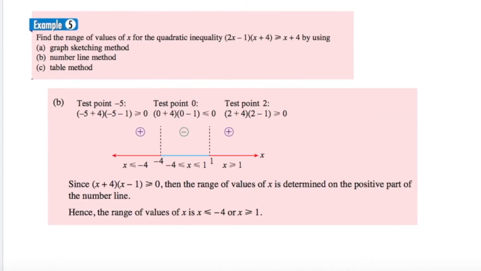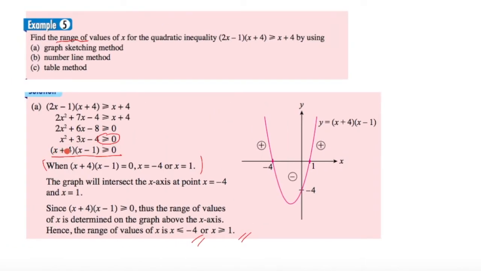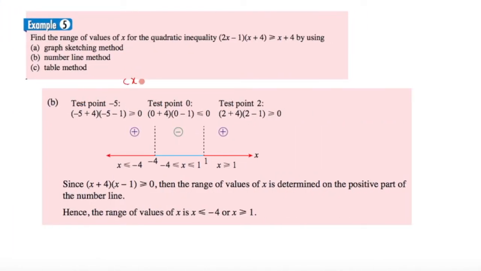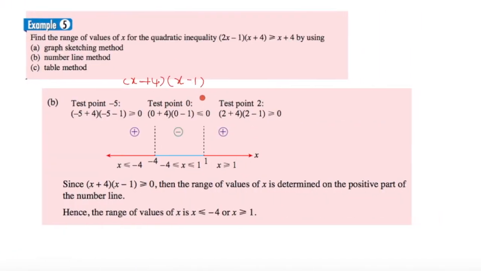Okay, so this one is from your textbook. Again, number line, I substitute the value. Substitute the value, use the test point, substitute inside, test point, substitute inside. This one, of course, you use the general form. Use the general form. x plus 4, x minus 1, more than or equal to 0. This is the general form.